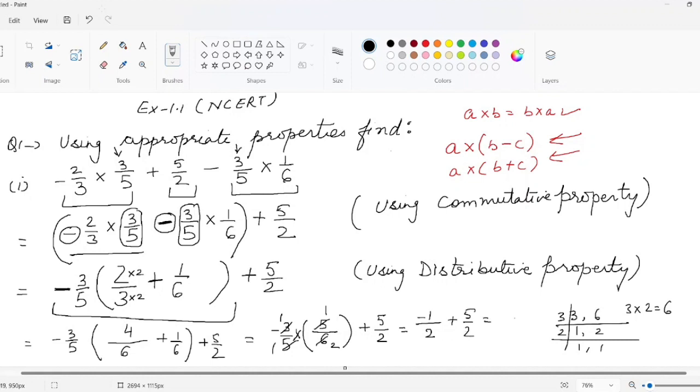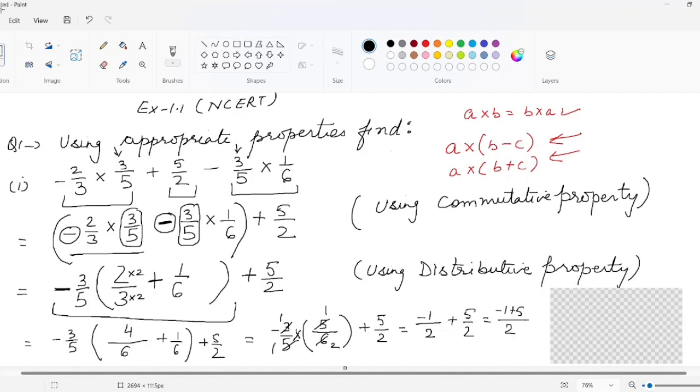So we can add them. On adding them, the denominator will remain the same, minus 1 plus 5. We have learnt this in integers: if we have plus and minus, then we have to subtract them. So minus 1 plus 5 is plus 4. 4 by 2. And now we will solve it. 2 ones are 2, 2 twos are 4. The answer is 2.